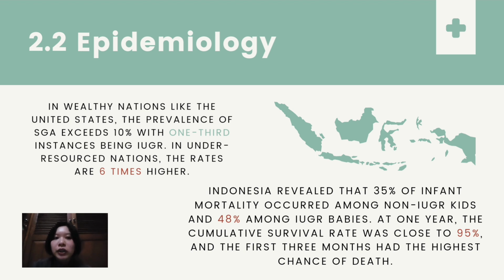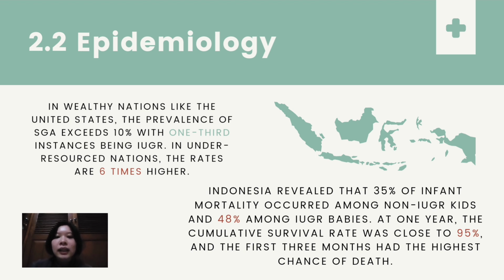I'm going to explain about the epidemiology of intrauterine growth restriction. Intrauterine growth restriction is a serious public health issue, particularly in nations with limited resources. In wealthy nations like the United States, the prevalence of this exceeds 10%, with one-third of these instances being intrauterine growth restriction. Conversely, it is projected that intrauterine growth restriction rates in under-resourced nations are 6 times greater than those in well-resourced nations. In the non-Western world, intrauterine growth restriction affects around 30 million children annually. Of these, infants in Asia account for 75% of cases.